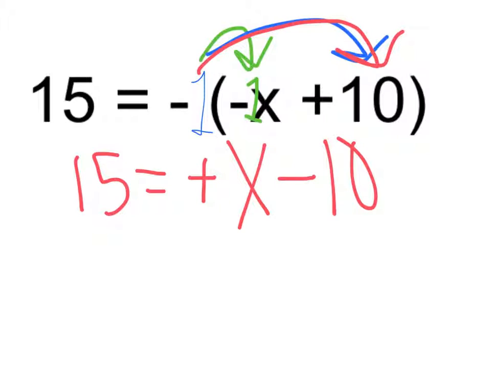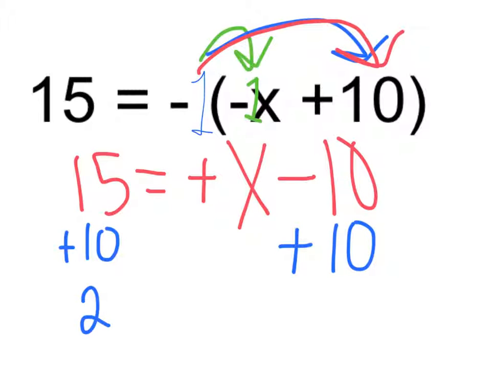So now what we're going to need to do is get this x by itself. And we're already almost there, so what we need to do now is apply the inverse operation by adding 10 to the right side and adding 10 to the left side. And I know that on the left side, 15 plus 10 is 25. And what is 25 equal to? x. That's all that's left. The 10s cancel out, and 25 is your answer.